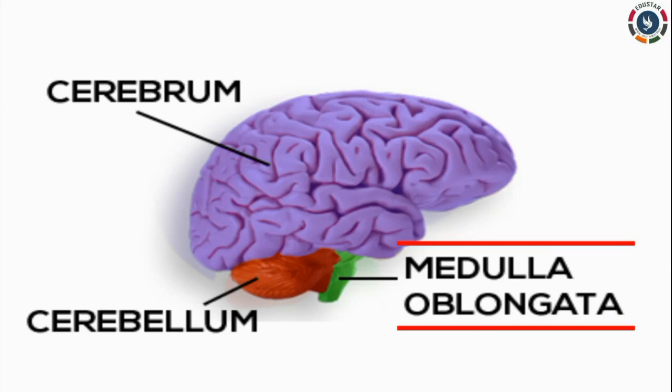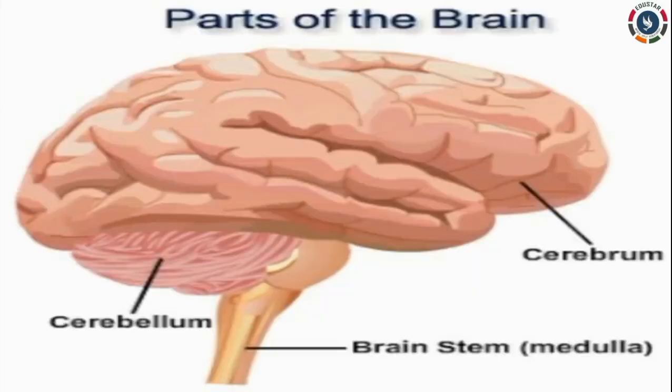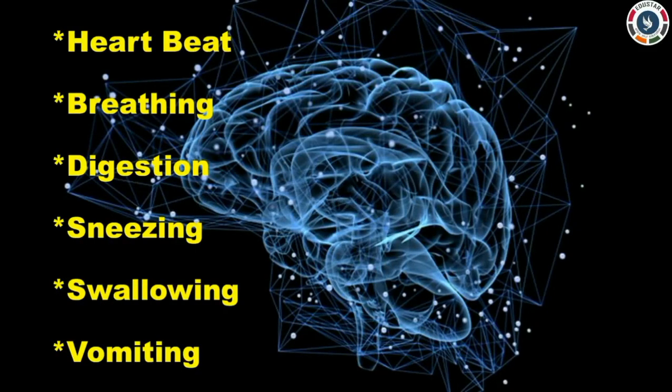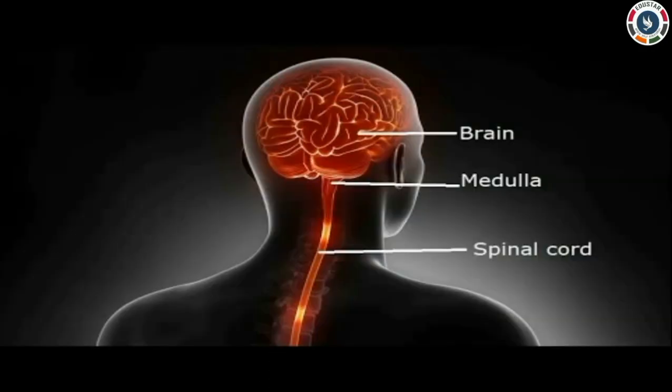The medulla oblongata, also known as the medulla, directly controls certain functions such as heart rate, breathing, blood vessel dilation, digestion, sneezing, swallowing and vomiting. Medulla is in charge of all the basic functions and it connects the brain to the spinal cord. Which connects the brain to the spinal cord? Yes dears, medulla. Medulla or brainstem connects the brain to the spinal cord. It works even when we are asleep.